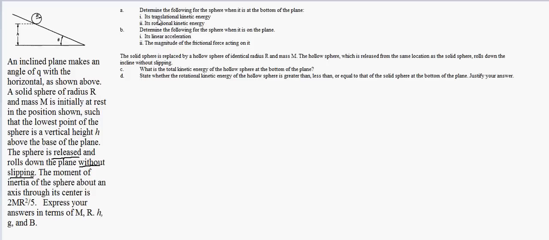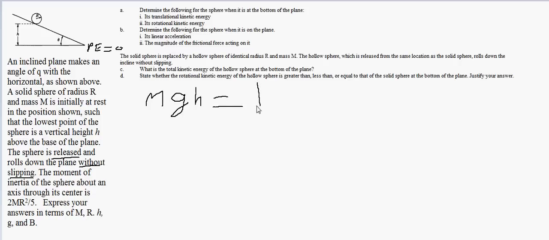So the first question is to determine the translational and rotational kinetic energy. So what do you do for that? Conservation of mechanical energy. At the beginning, there's no kinetic energy, it's at rest. So all the energy is potential, which is mgh. And at the end, there is no potential energy, because we suppose that here the potential energy is zero. That's why here the potential energy is mgh. So there's no potential energy, all the energy is kinetic.